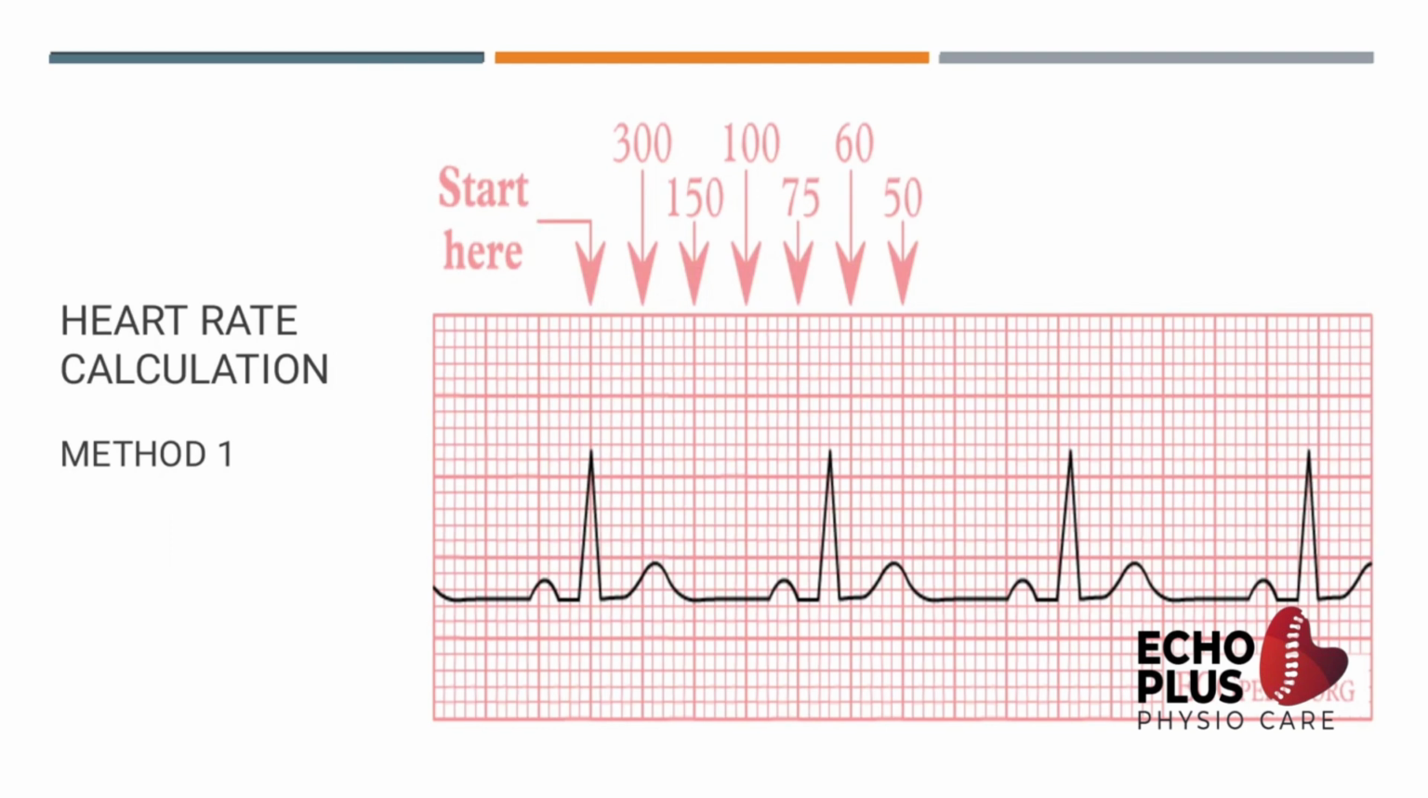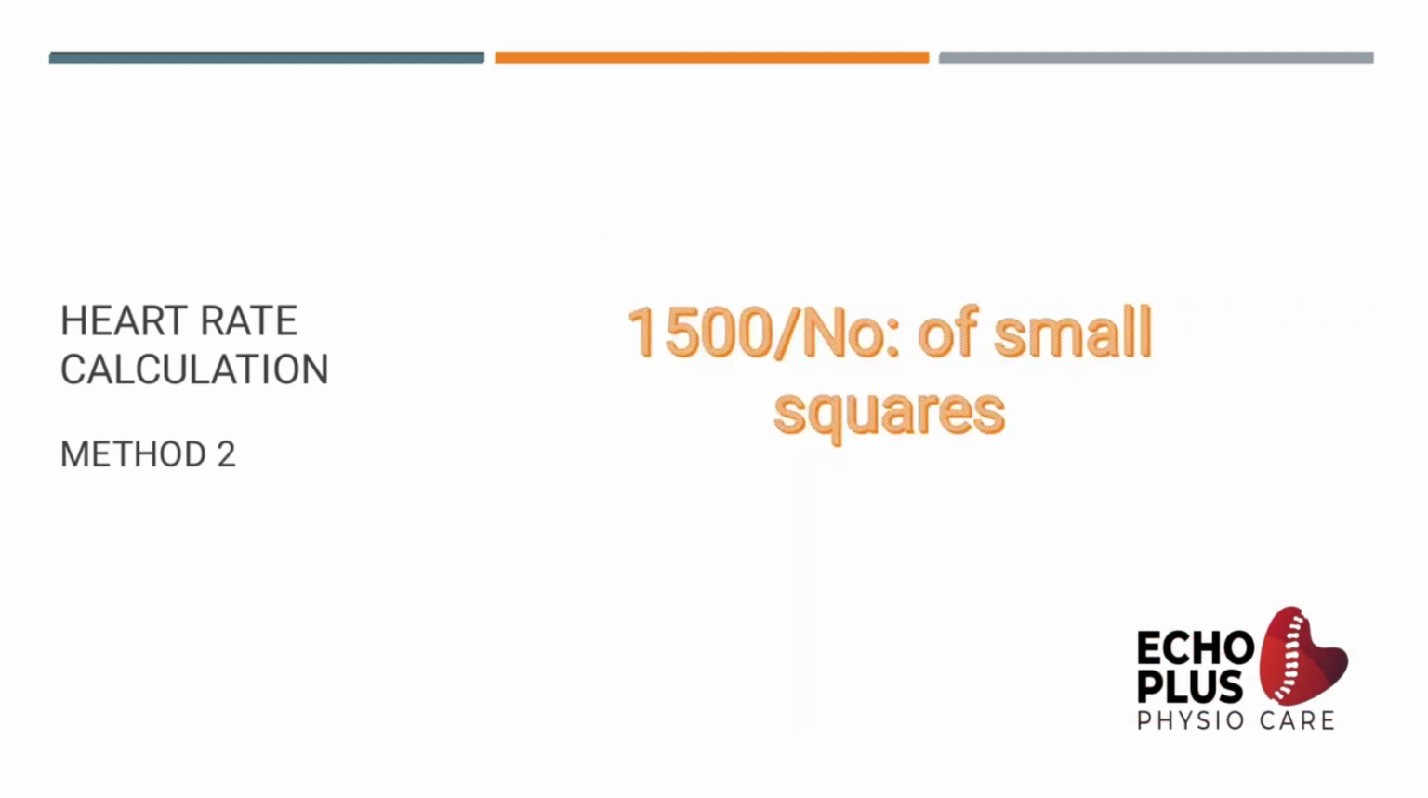So here comes the first method. What you're seeing in the picture: the first large line next to your first R is 300 beats per minute. The next large line is 150 beats per minute. Next is 100 beats per minute. Next is 75 beats per minute. Next line is 60 beats per minute, and the next line is 50 beats per minute, and it goes on. So starting from the nearest large line of your QRS complex will give you a mere idea of heart rate, which is not very accurate or precise.